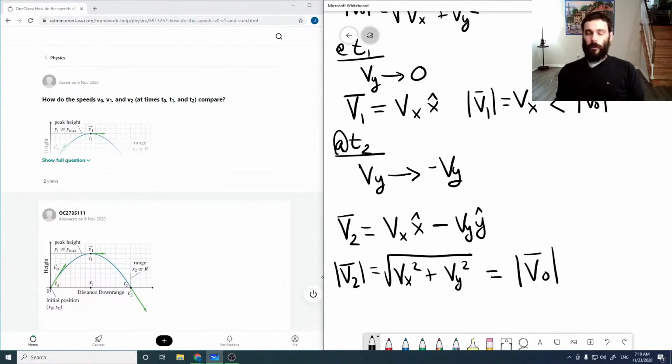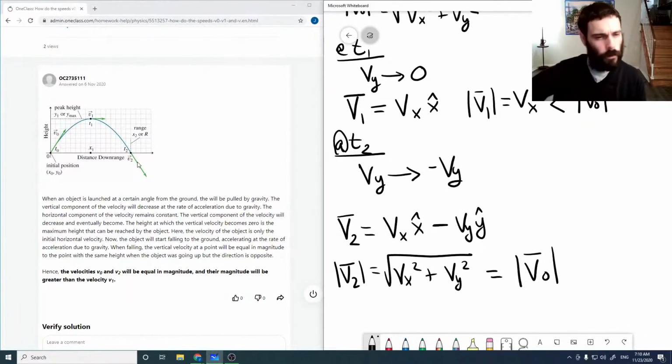And so to wrap it back through, if we have some speed at T0, then at T1 the speed is going to be less and exactly equal to the x component. And then at T2 it's going to be exactly equal but acting in a negative y direction. But x is maintained throughout the whole motion.